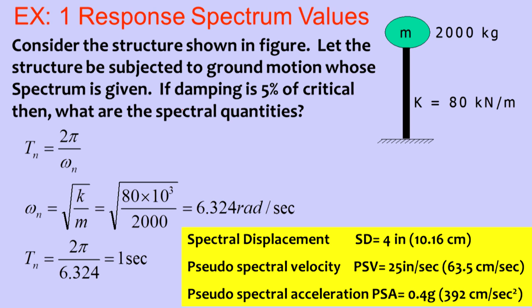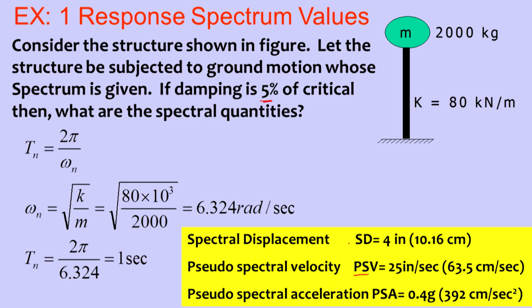Now let's solve one problem. Let's use this response spectrum and find out the response quantities. This example says: consider a structure shown in the figure, where the mass of the system is 2000 kg and the stiffness value is 80 kilonewton per meter. Let the structure be subjected to ground motion whose spectrum is given. So the spectrum is known to us. If damping is 5% of critical, then what are the spectral quantities? Spectral quantities means we need spectral displacement, spectral velocity, and spectral acceleration.